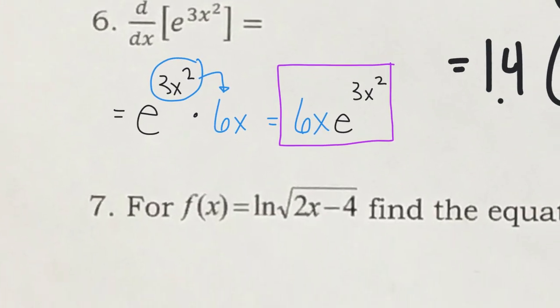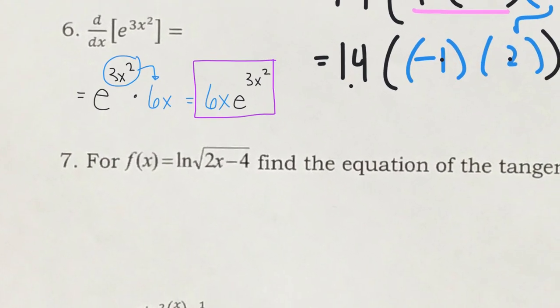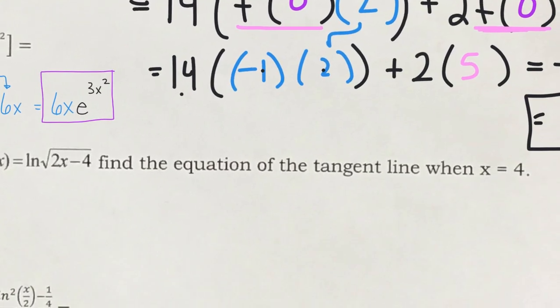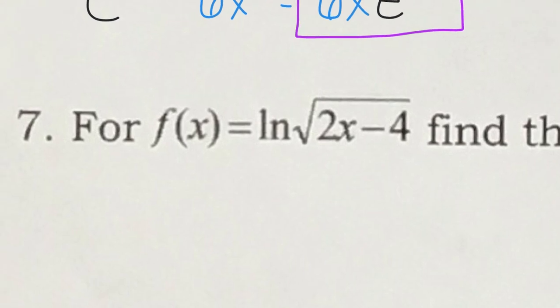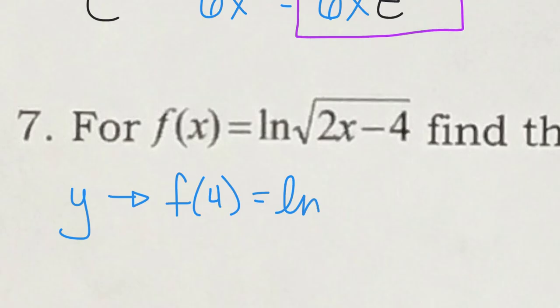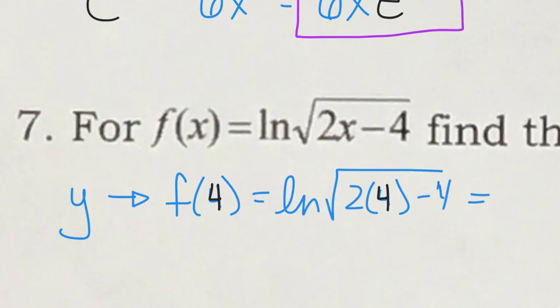Okay, our last ones here. We have the natural log of a square root, find the equation of the tangent line when x equals 4. Okay, so we need to know 2 things. What is our y value? Our y value comes from evaluating our function. So the natural log of the square root of 2 times 4, right? The x value that we're told is what happens when x equals 4. Okay, so our first part is just plugging our value into the given equation.